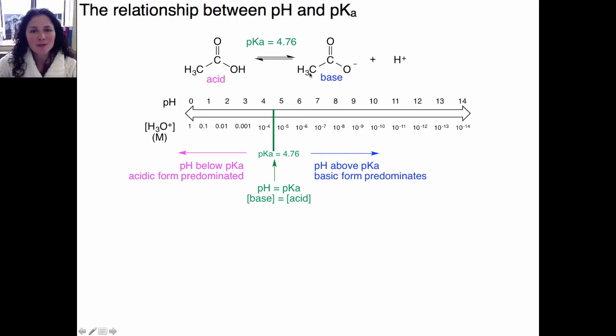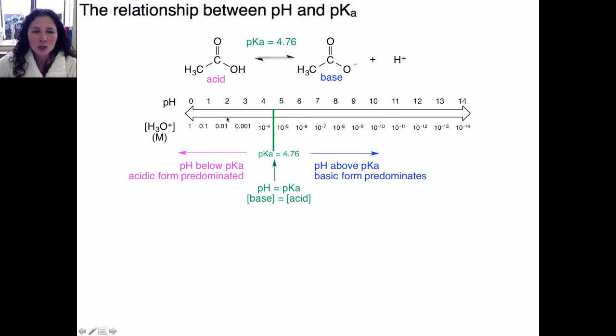If I started out at 50-50 and I removed hydrogen ion, I would shift the equilibrium to the right and I would have more of the basic form than the acidic form. Anytime you have a pH above the pKa value, the basic form will predominate for that particular acid. Please take a moment to write down which structures of acetic acid would predominate in solution at the pHs that are given on your activity: pH 2, pH 4.76, and pH 10.